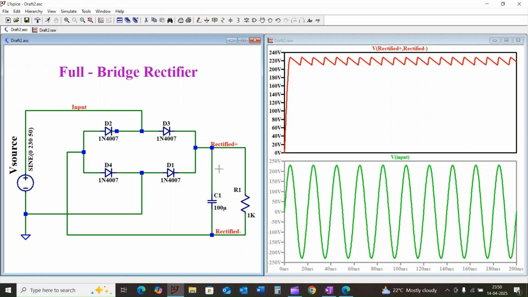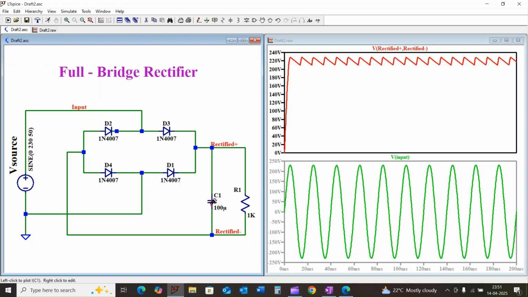Here the capacitor acts like a temporary energy storage device. It charges up when the rectified voltage is high and then discharges when it starts to drop, effectively filling the gap and reducing the ripple. We can see there is still a little bit of ripple. We can reduce this by increasing the value of the capacitor.